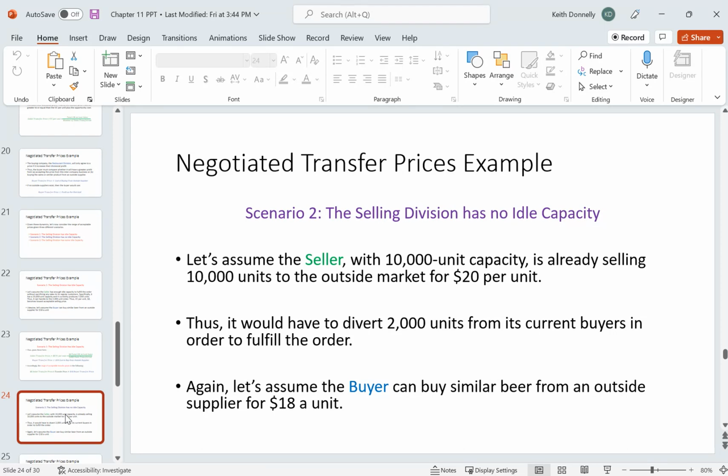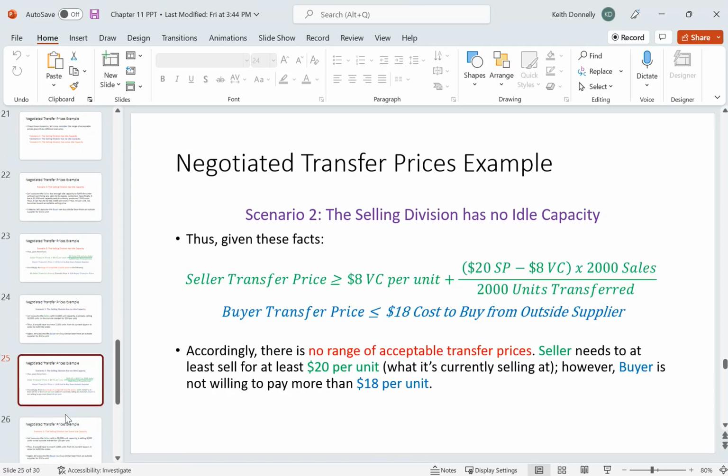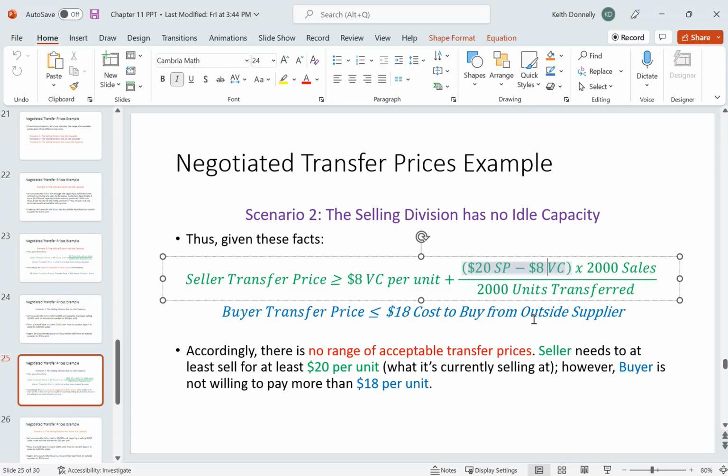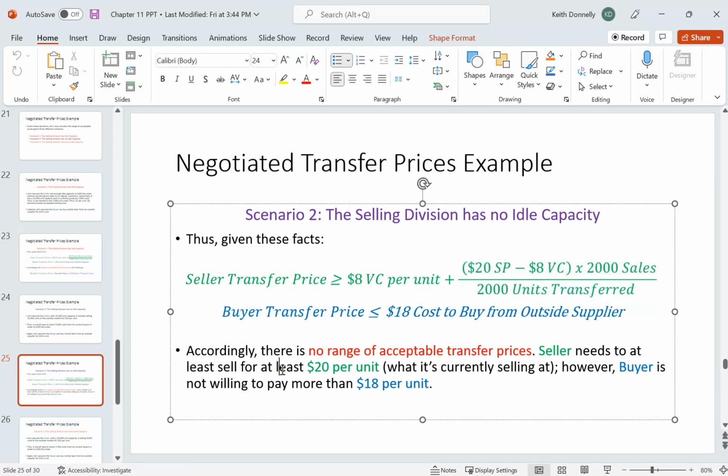And again, let's assume the buyer in this case can buy similar beer for 18 bucks a unit. So in this case, we're going to take the contribution margin, the $20 selling price minus the $8 variable cost, times the 2,000 sales that we have to divert, divided by the 2,000 units. In short, if we take the $8 variable cost plus that amount, we're going to have to at least sell it for what we're currently selling it for. In other words, 20 bucks for this to make sense.